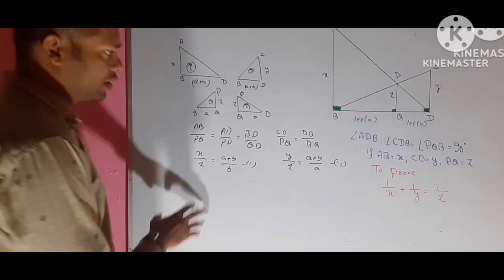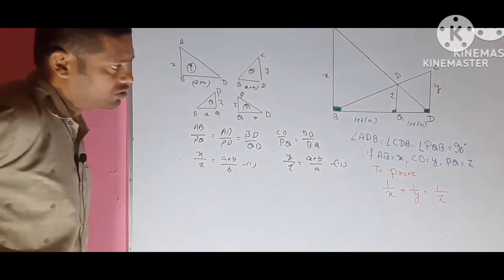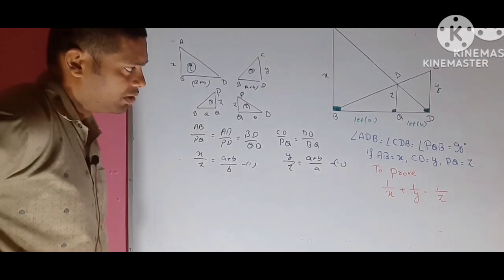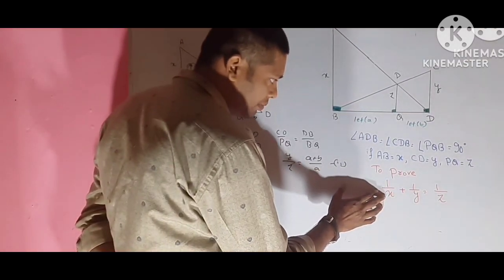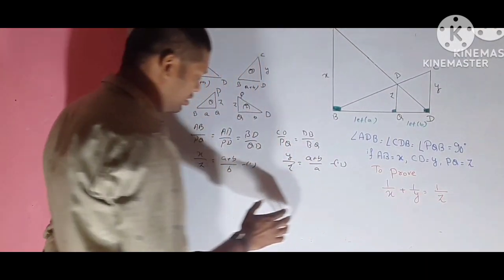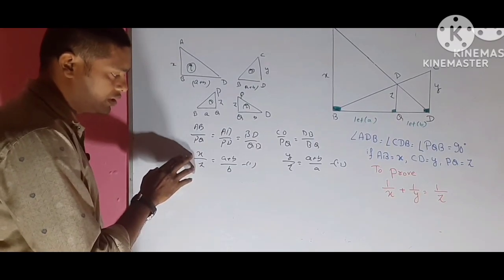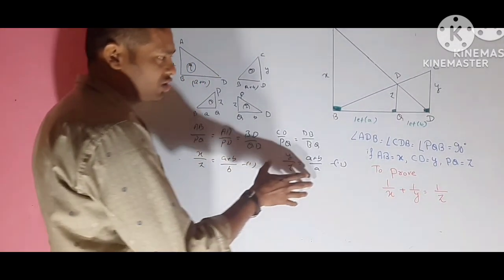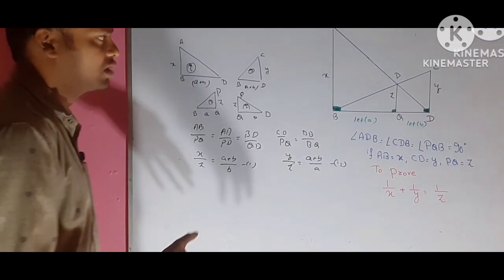So up to here we have understood. After that, what do we have to do? We are getting something else and they are getting something else. But if you see, we need 1 by x plus 1 by y equal to 1 by z. We have x, z, y, z, and apart from that A and B are there, which are the terms we have used for our convenience.